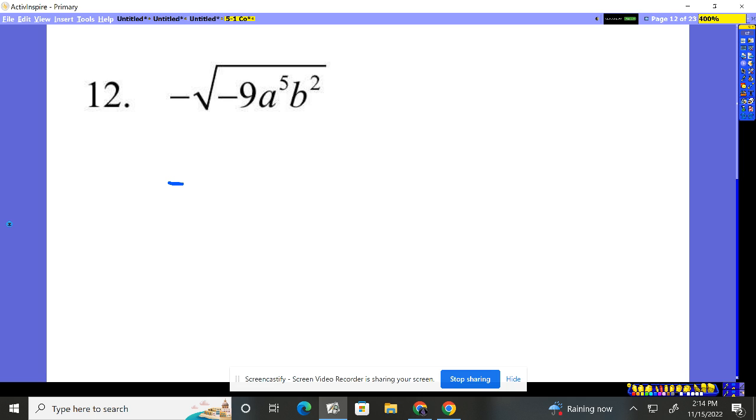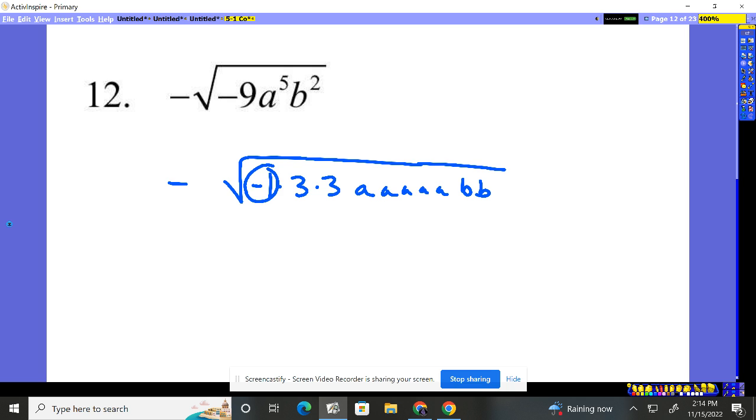Here it says, hey, the opposite of whatever we have here. Well, let's look at what we have. We have -9, which is basically a -1 times 3 times 3. And then we have an a to the 5th, and then b. Well, we got a lot of things coming out. -1 comes out as who? i. 3 is coming out, which will make it a -3 because it's saying the opposite.